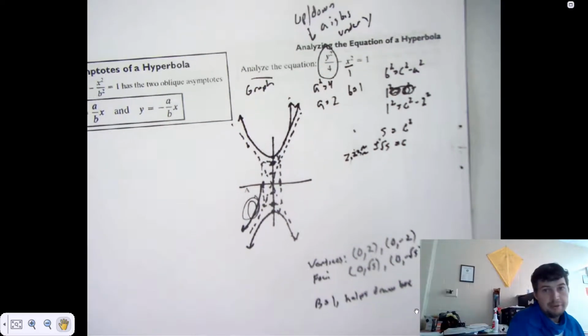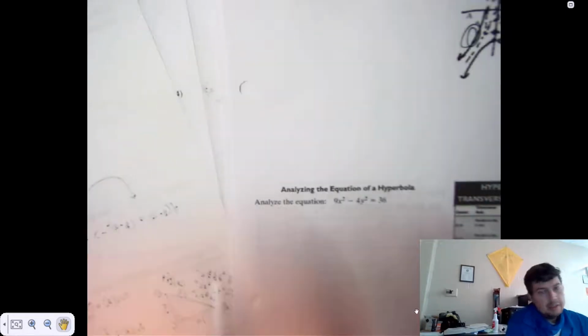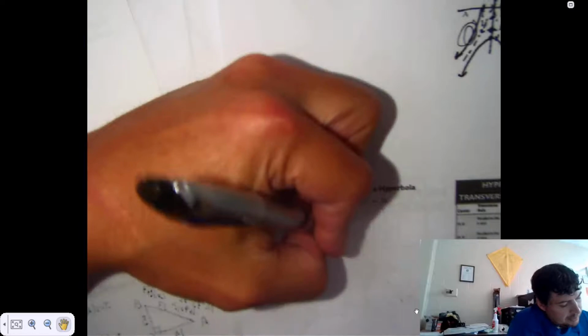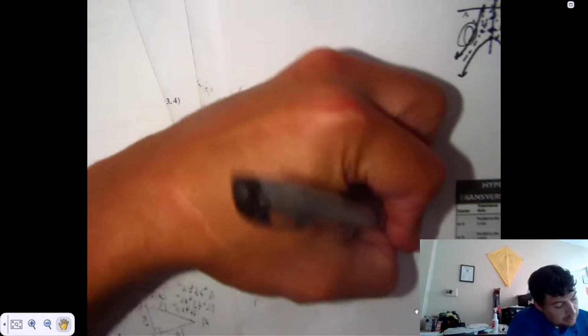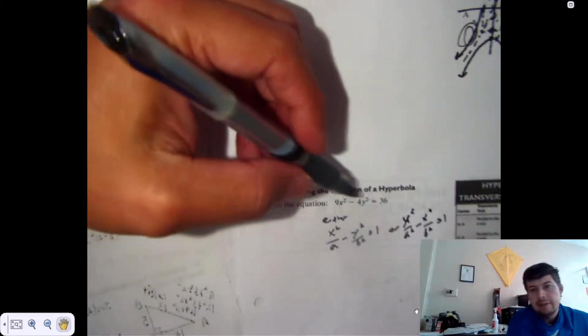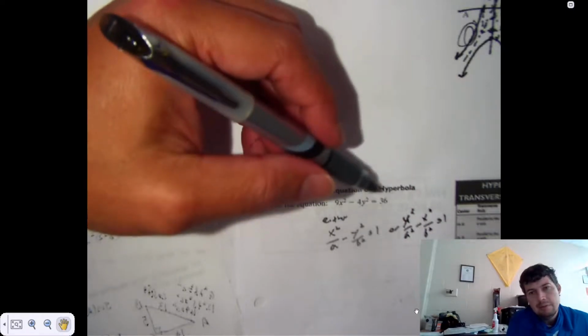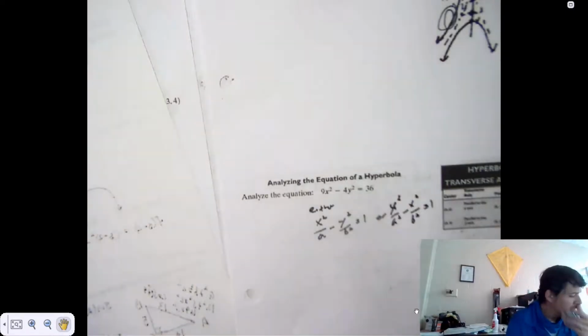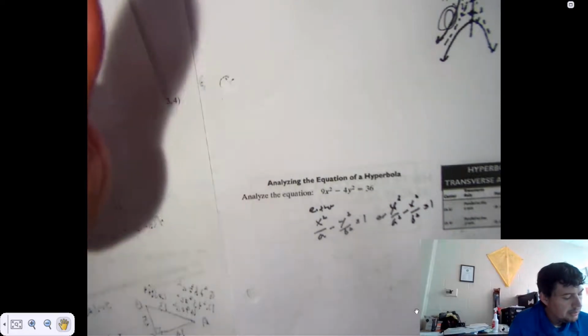Now, I'm not going to bore you with the next one. I am going to show you one thing, and then I'll let you take it from there. But your form here is supposed to be either x squared over a squared minus y squared over b squared equals 1, or y squared over a squared minus x squared over b squared is 1. Now, you kind of have a good idea here that it's x squared over something, but we'll see what happens. Something might be not quite right with this thing.